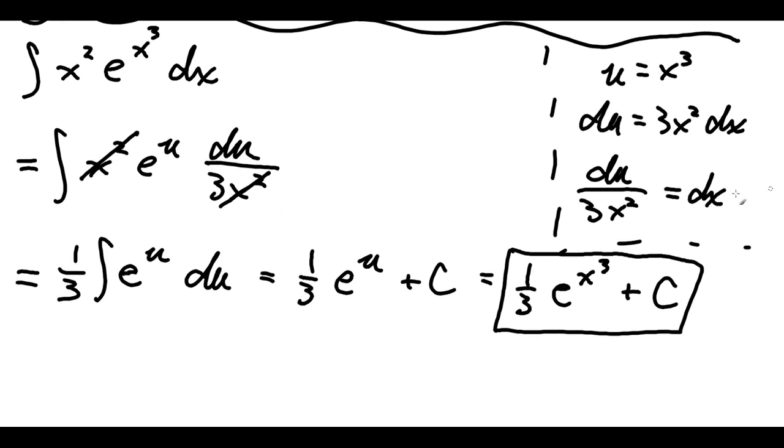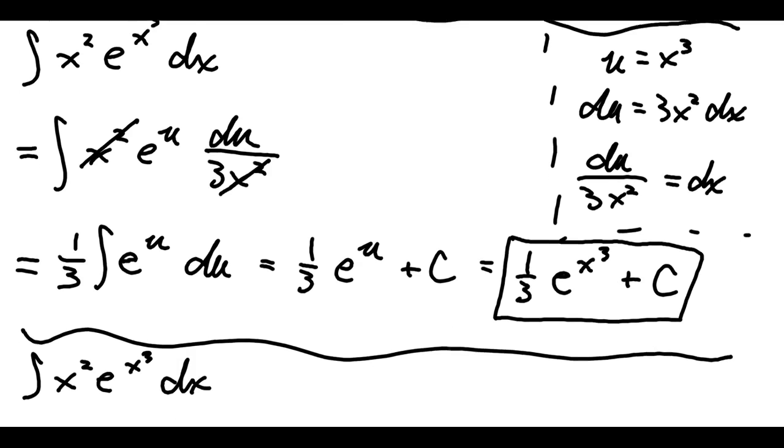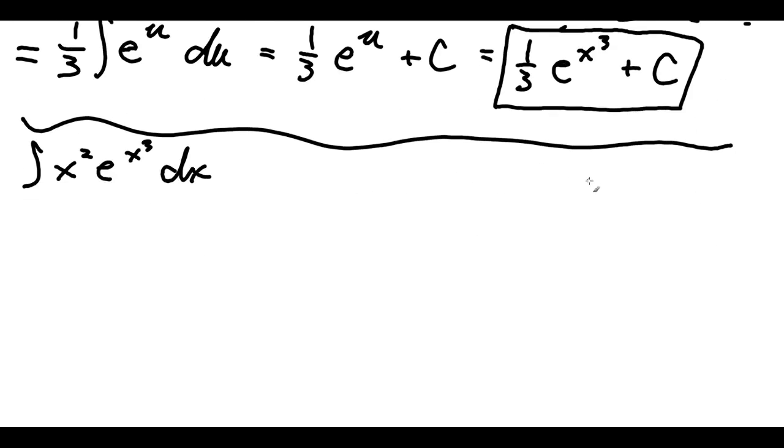There's a third approach, and this is the one that I personally tend to use most. Let me recopy this once more. We have the integral of x squared e to the x cubed dx. The approach that I tend to use is somewhere in between these two. So what I would do personally on this problem starts off the same way. We let u equal x cubed. du equals 3x squared dx.